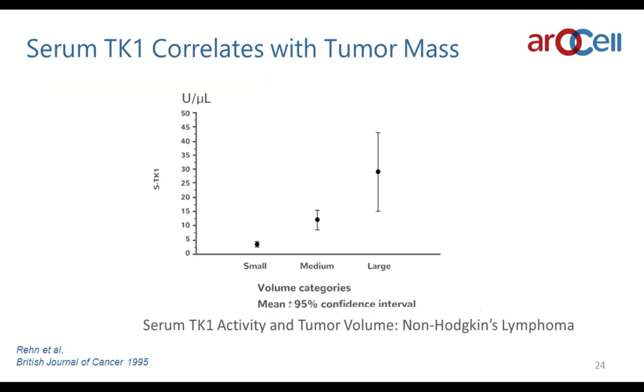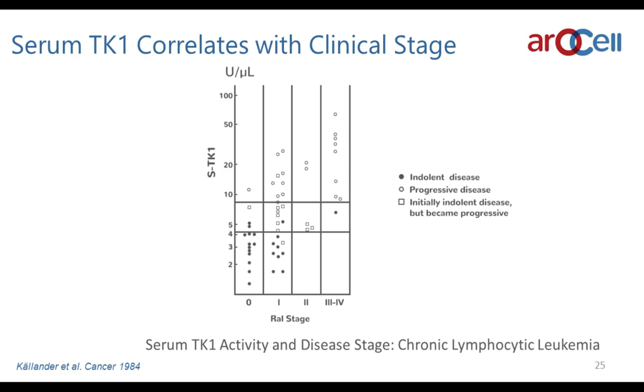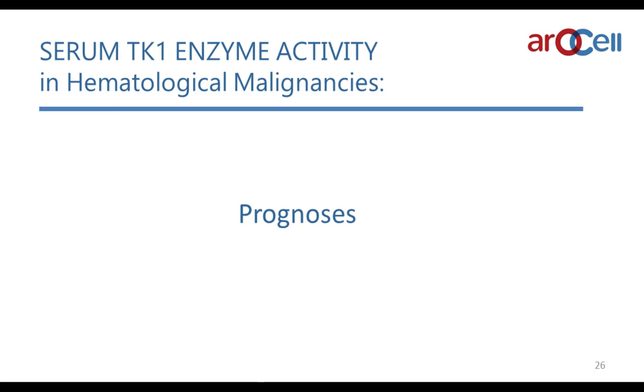Looking at clinical staging, this is a study on non-Hodgkin's lymphoma, and as you can see, as the disease progresses, the serum TK1 activity increases. This is a study on chronic lymphocytic leukemia, and again, you can see as the disease progresses, the RAI stage increases, the serum level of TK1 increases, and interestingly, when an elevated TK1 is found in subjects who have an apparently indolent disease not progressing, they have an increased risk of disease progression.